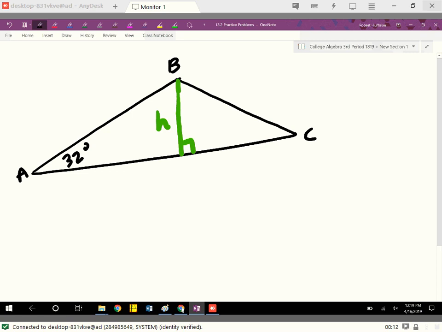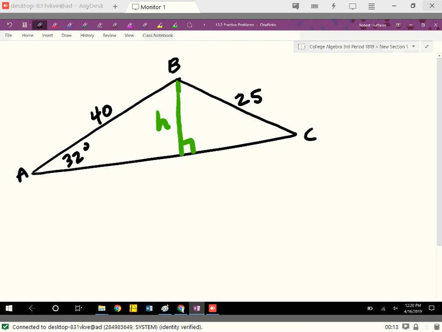Side C has length, I gotta be smart about this. Let's make this 40, and side A has length 21. I think I'm going to actually make that 25 just to be safe.